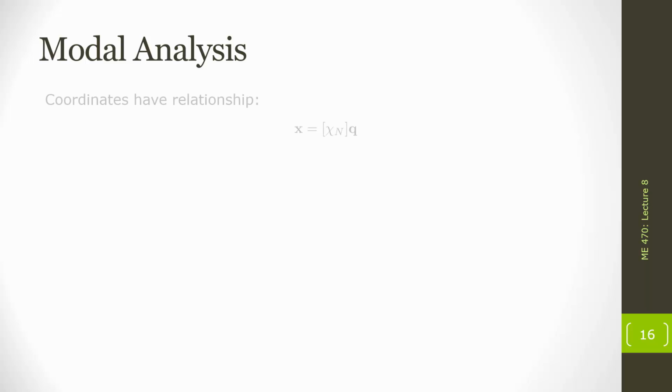So going in the opposite direction from what I talked about a couple slides ago, we can go backwards and say that if we take this mass-normalized modal matrix and pre-multiply it by q, the principal coordinates, we can get back to our original coordinate system, which was x, again comprised of x1, x2, x3, however many degrees of freedom we had.